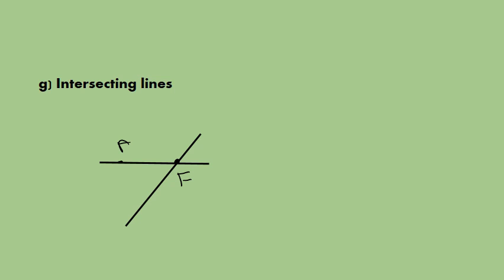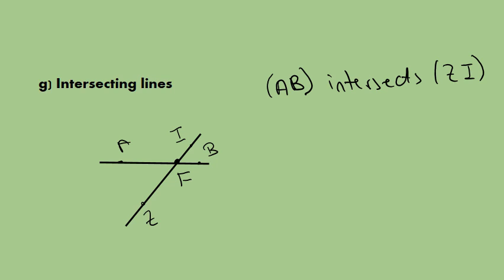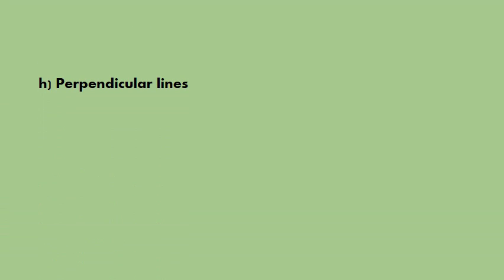Let's choose here points A and B, and Z and I. So how do we write this? We say line AB intersects line ZI at F.